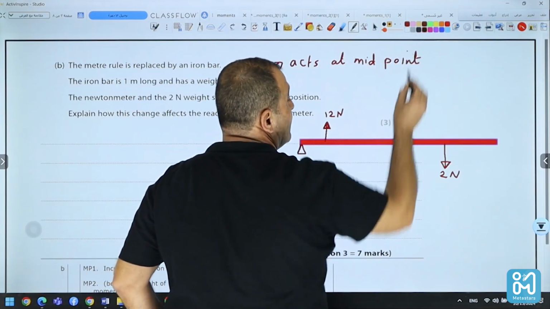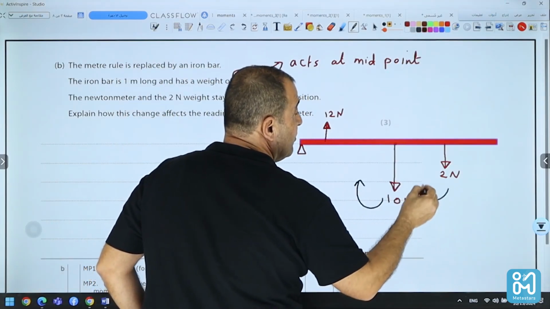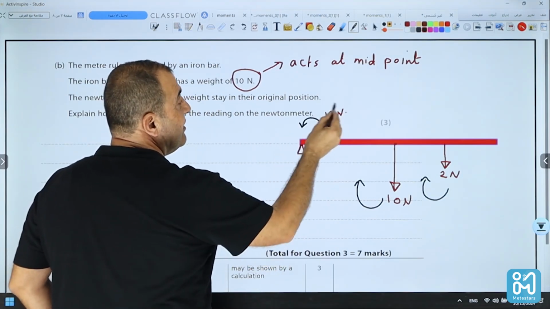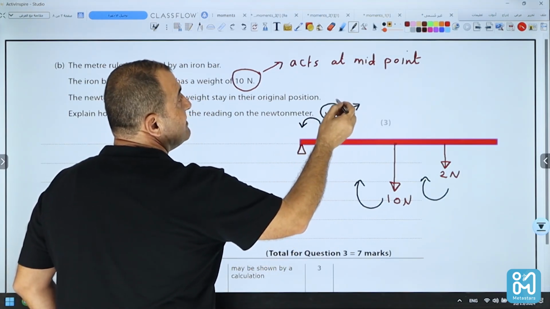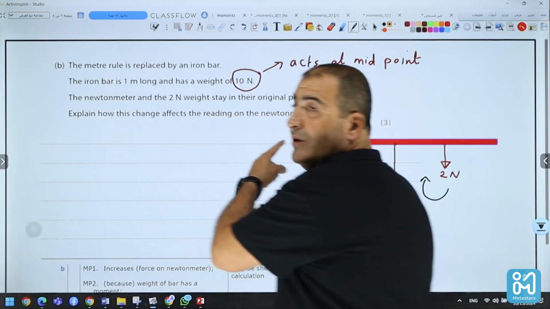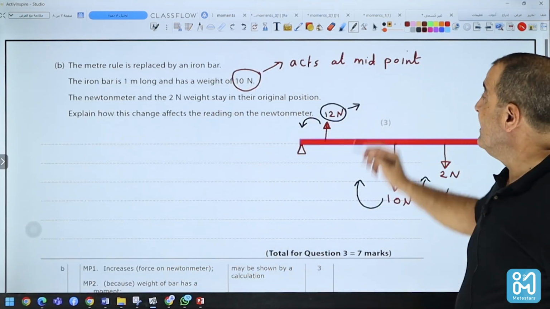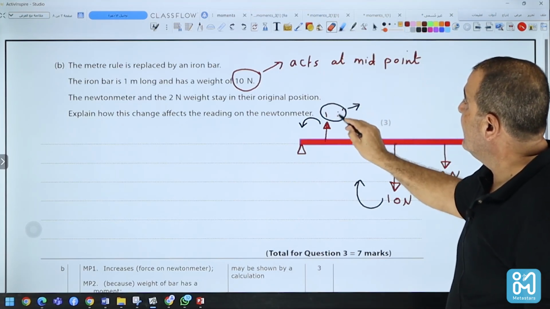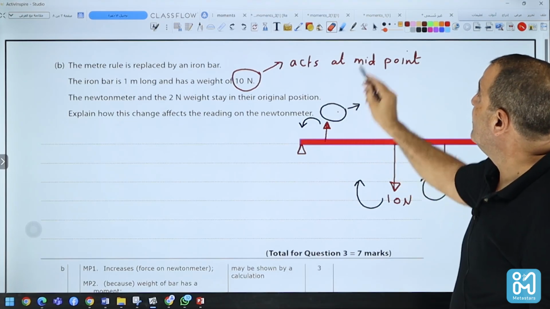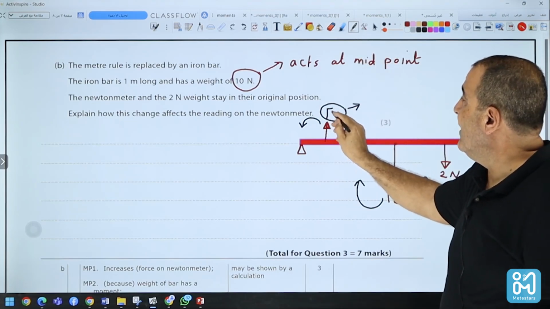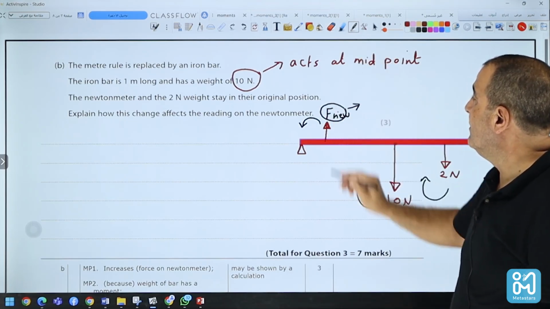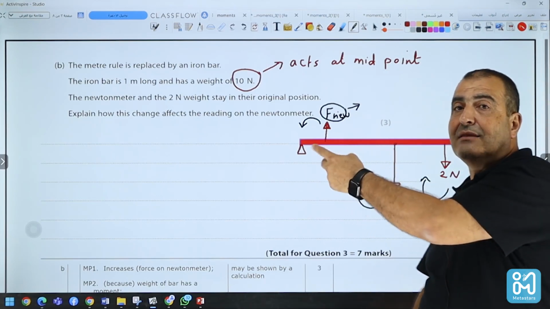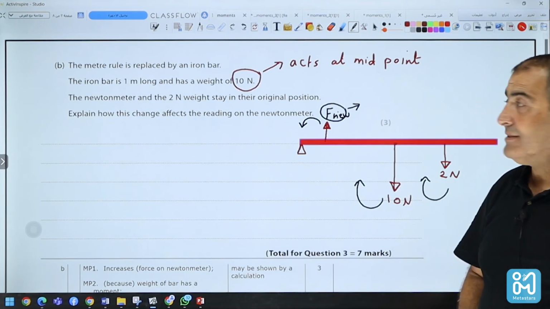This force makes an extra clockwise moment, and if the reading of the Newton meter is still 12 Newton, it's not in balance. But the new reading, I want to make this as an unknown force, F. It must increase. Why increase? To compensate the change in the moments.